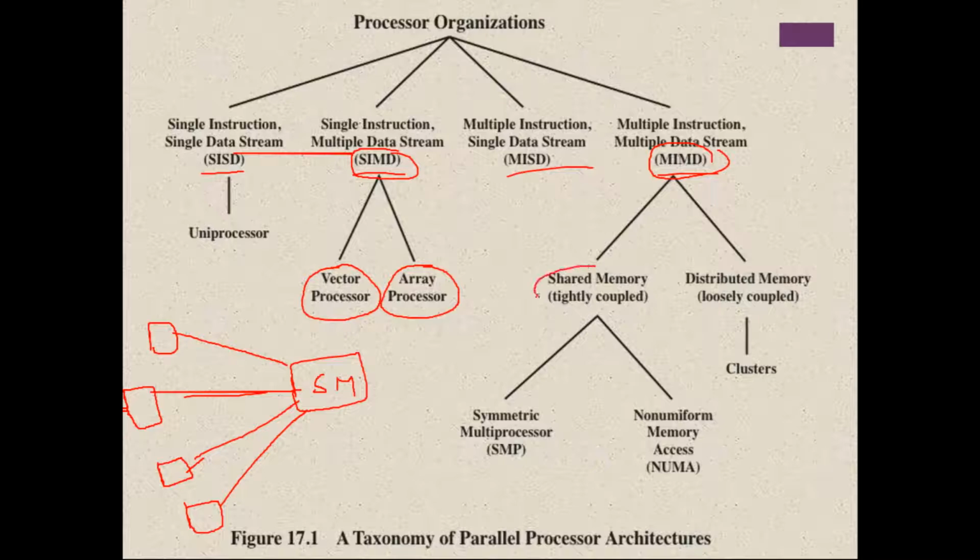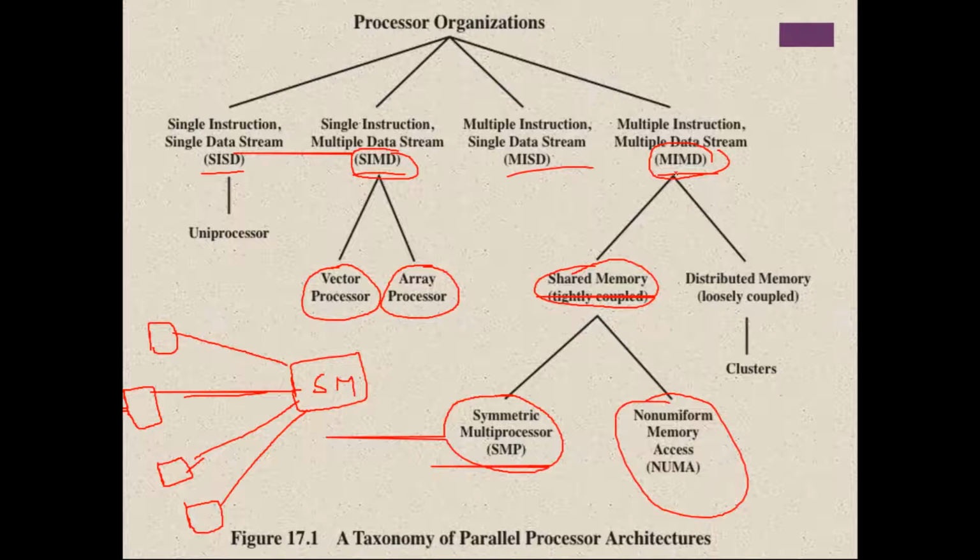Right? If they have a shared memory, this can be further classified into two categories. One is called SMP, symmetric multiprocessor. Another one is called NUMA, non-uniform memory access. So MIMD can be of two types: with shared memory or with distributed memory. The basic version of MIMD with shared memory systems is called SMP, symmetric multiprocessor, and the other version of MIMD with shared memory is called NUMA, non-uniform memory access. If MIMD is not of shared memory type, then that category is called distributed memory.